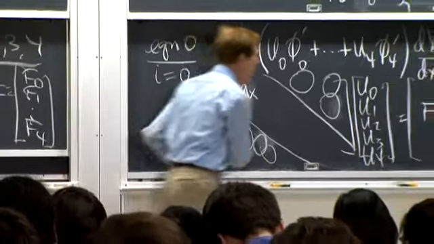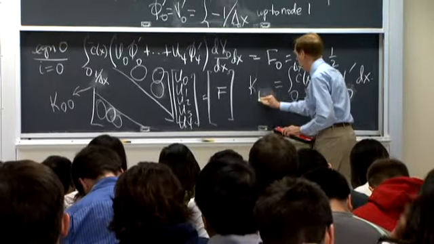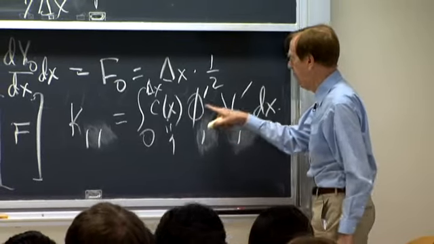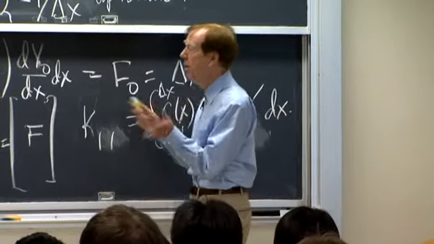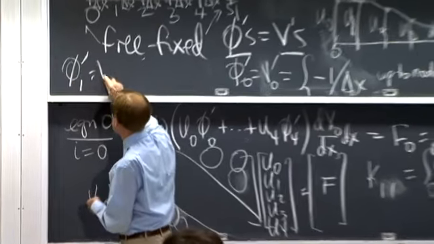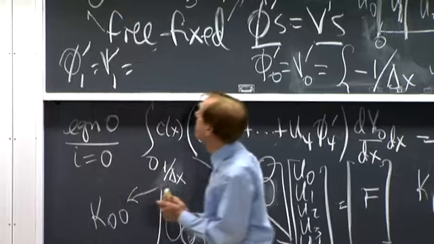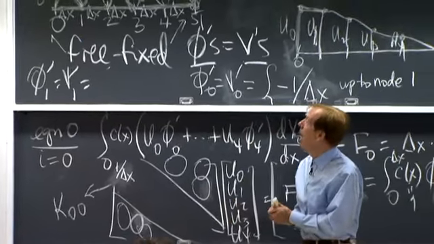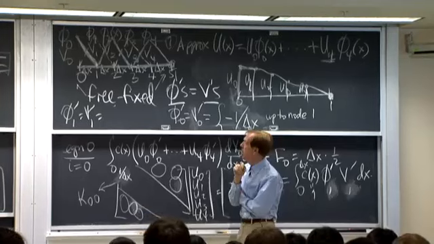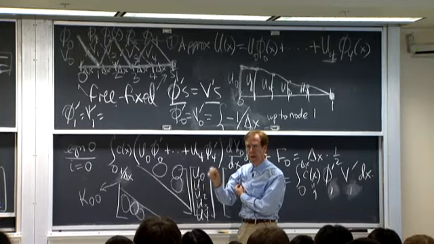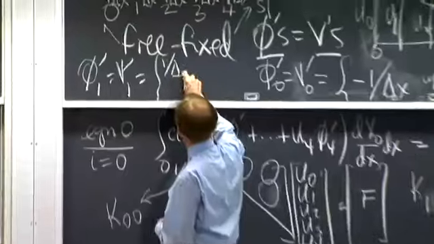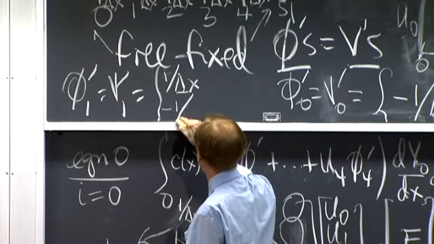Okay, how about doing k11 for me? So again, these will be the same guys. It's a square. Now it's the integral of phi1 prime against v1 prime. They're the same. And what is phi1 prime, which is the same as v1 prime? What's the slope of this function? It goes up and goes back down, right? I have a plus part. So the slope going up is 1 over delta x. And then the slope coming down is minus 1 over delta x.